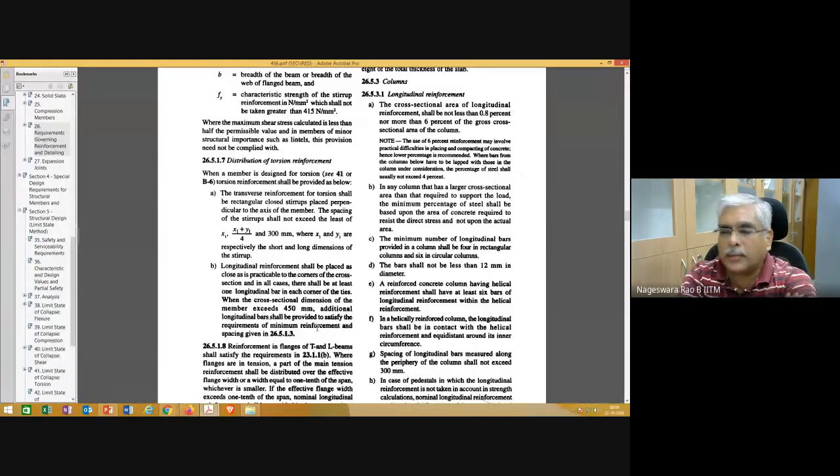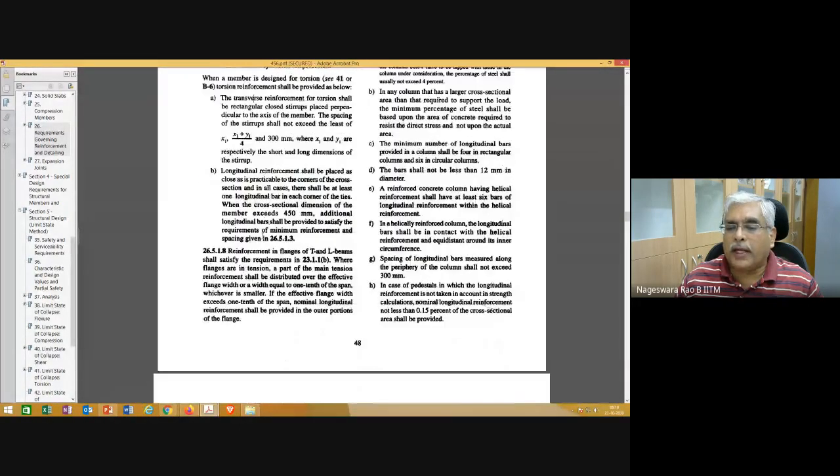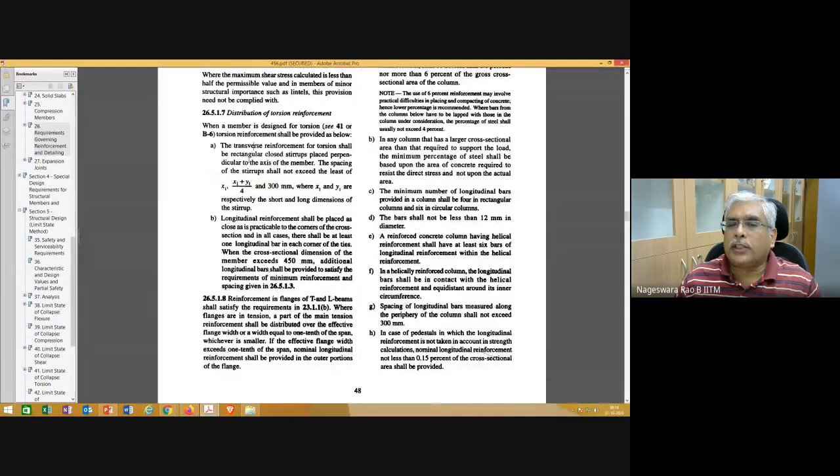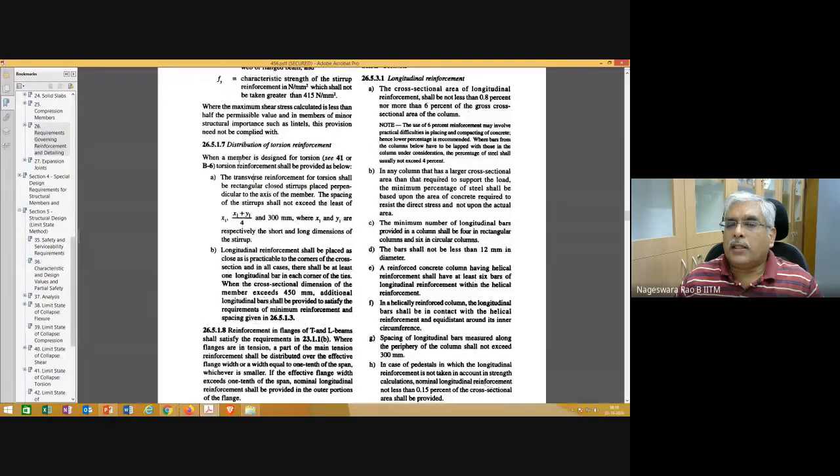in addition to all whatever we have seen under limit state of collapse under torsion, we need to make sure that whatever reinforcement we provide also satisfies these clauses, which are given on page 48 of IS 456. Distribution of torsion reinforcement. When a member is designed for torsion, torsion reinforcement shall be provided as below.